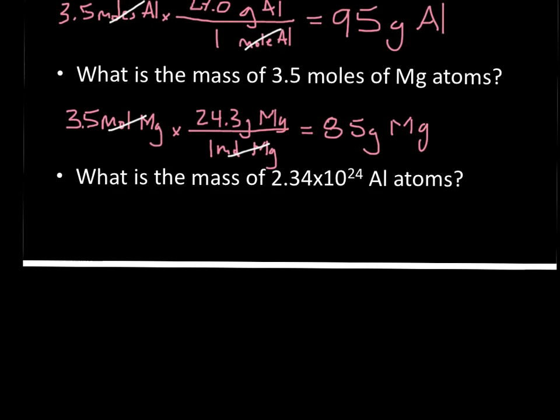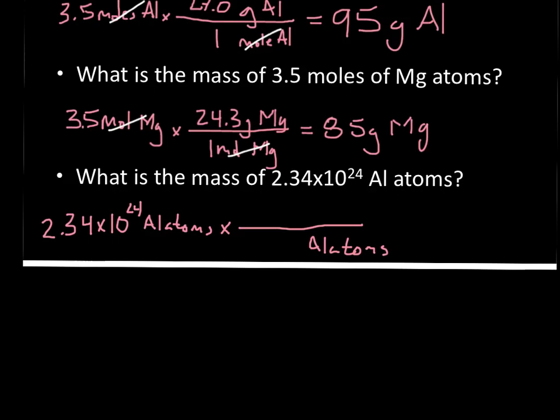So let's write down our starting point, which looks like it's going to be 2.34 times 10 to the 24th aluminum atoms. And then the unit on the bottom is going to have to be aluminum atoms. So we've seen our two conversion factors so far are grams to moles and from moles to atoms, but there is no atoms into grams directly. So this is going to have to be a two-stepper then. So we can convert atoms into moles, but we can't convert atoms directly into grams.